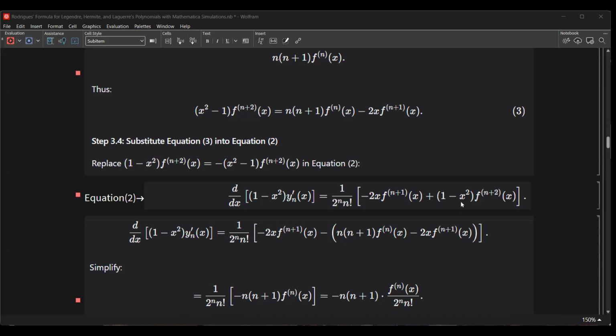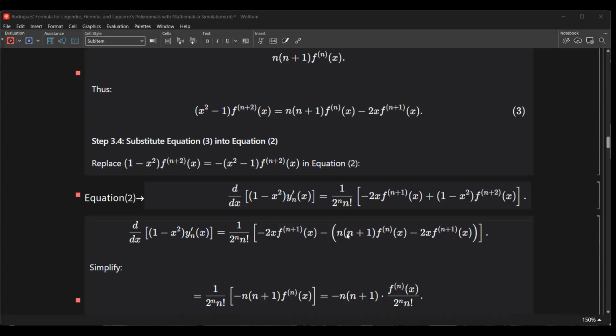times (1 minus x squared) times. So where does this come from? From equation 3 here. So this is negative 2x. So we substitute here, this one. So this becomes (1 minus x squared), this one (x squared minus 1). So we factor out the negative sign here. Then we transpose it to the right side.